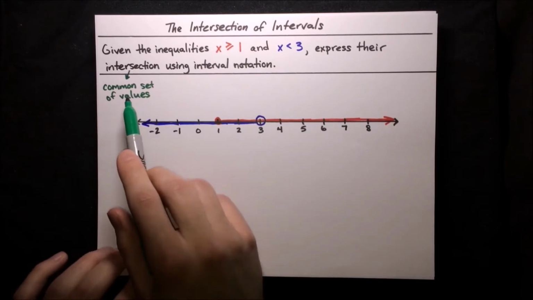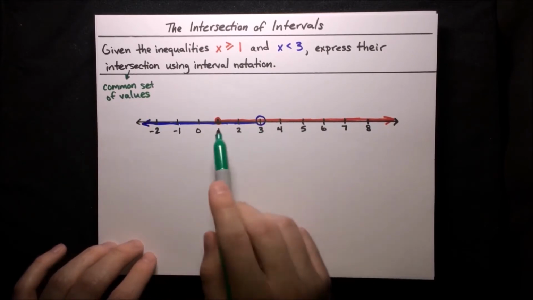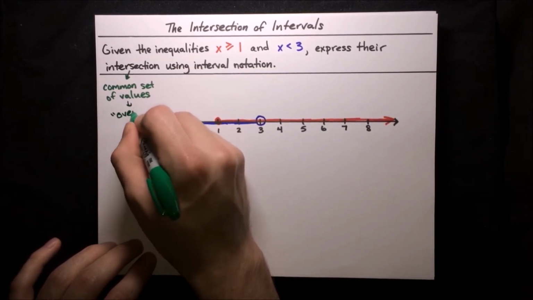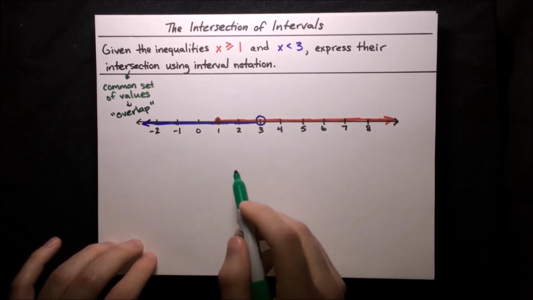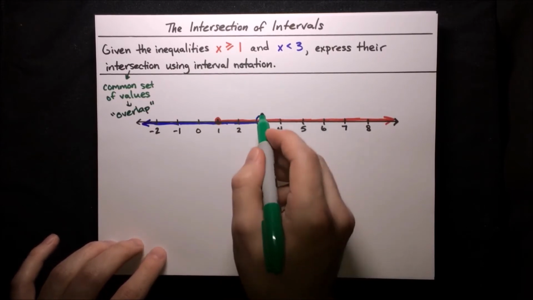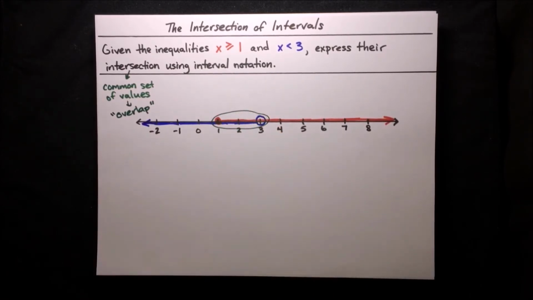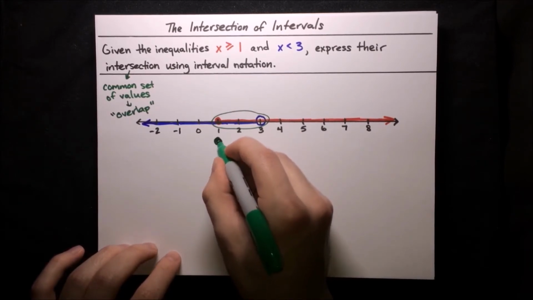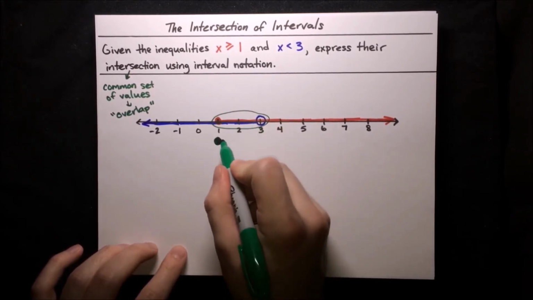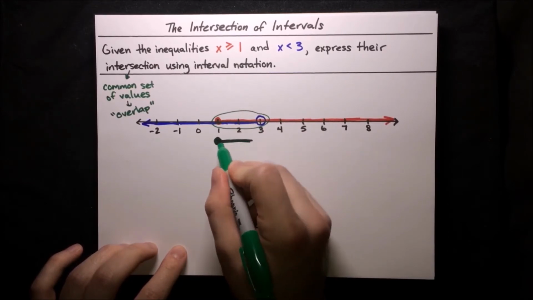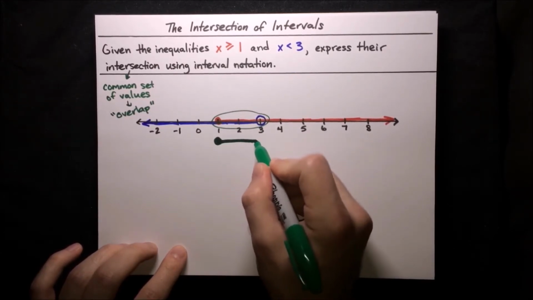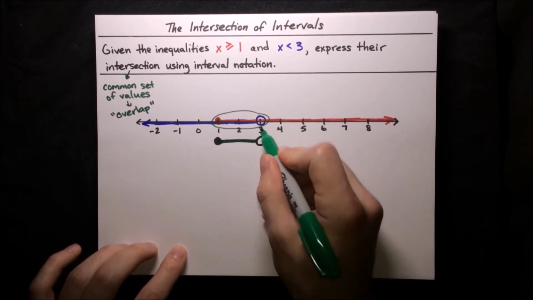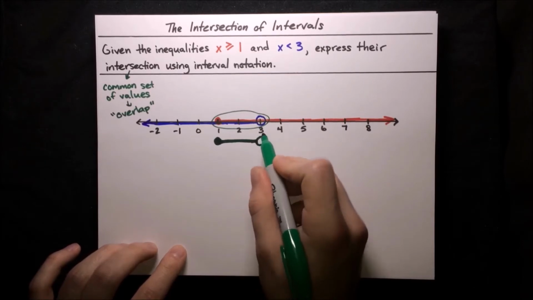Okay, so we're looking for the common set of values between these two graphs. In other words, we're looking for the overlap between these two graphs, and we see that the overlap is right over here. The overlap starts at 1, is included in that overlap, and then it goes to the right. We've got red and blue intermixing here, and then all the way up until 3, and then 3 is where blue stops appearing, an open circle, because 3 is not included, so the overlap has an open circle at 3.